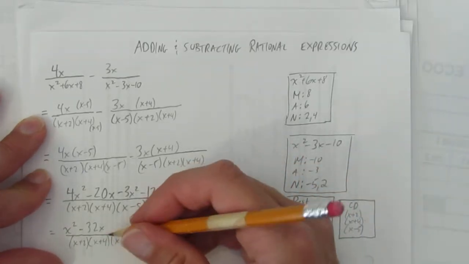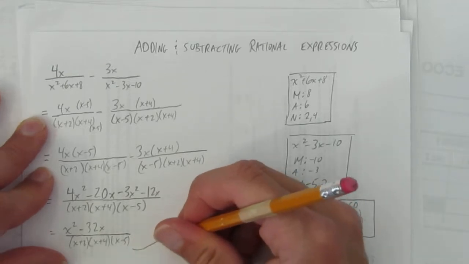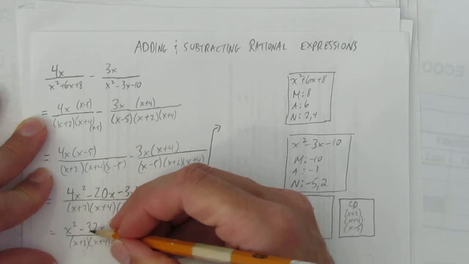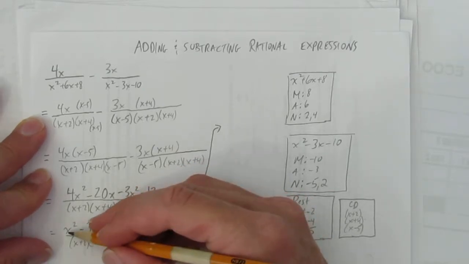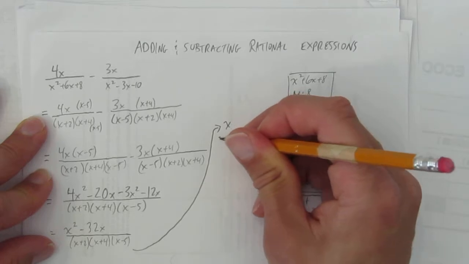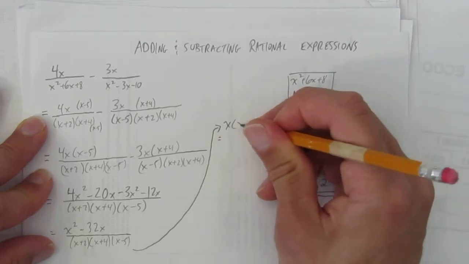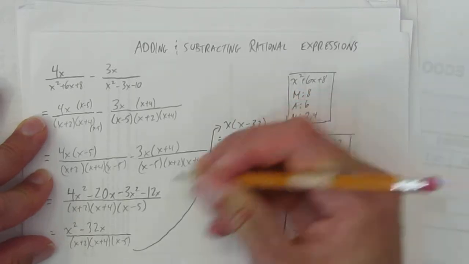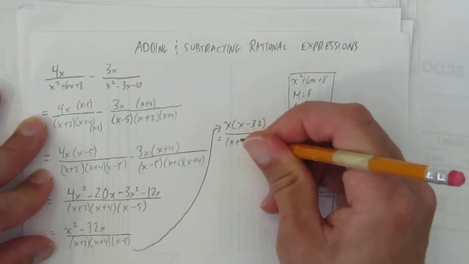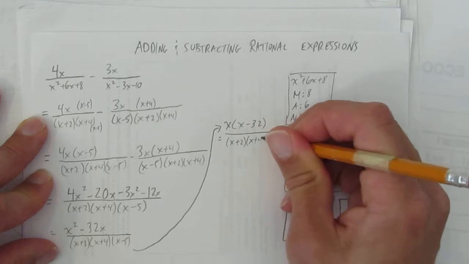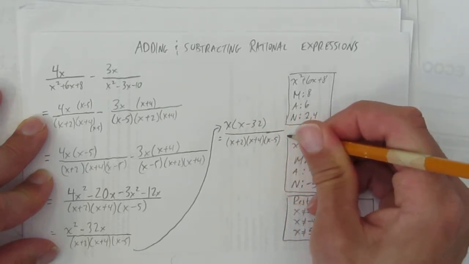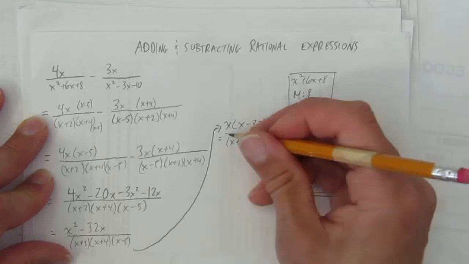We should factor the numerator to make sure it doesn't cancel with anything in the denominator, but this factoring is easy. It's just common factoring. What goes into x squared that goes into x? Just an x. Need my equal sign. I get x times x minus 32, I just factor out an x, all over x plus 2, x plus 4, and x minus 5. Now I'm really glad I put these boxes here. It keeps my work looking neat.